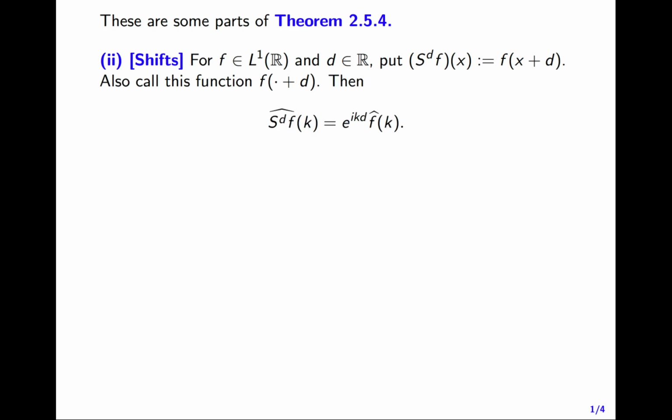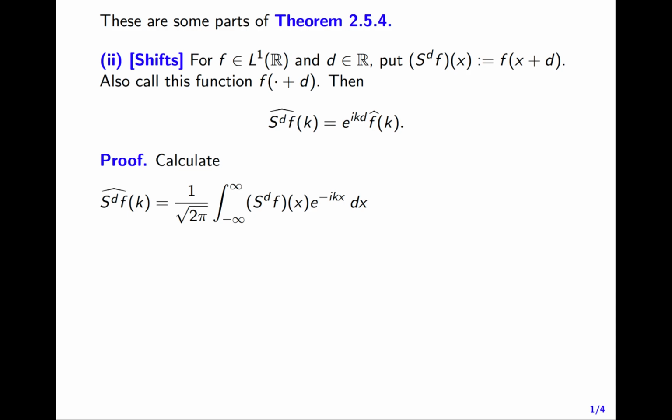Then, if f is in L1, the Fourier transform of S_d on f at k is e to the ikd times f hat of k. In other words, if you take a function and you shift it, and then you take the Fourier transform of the shifted function, that is just e to the ikd times the original Fourier transform.